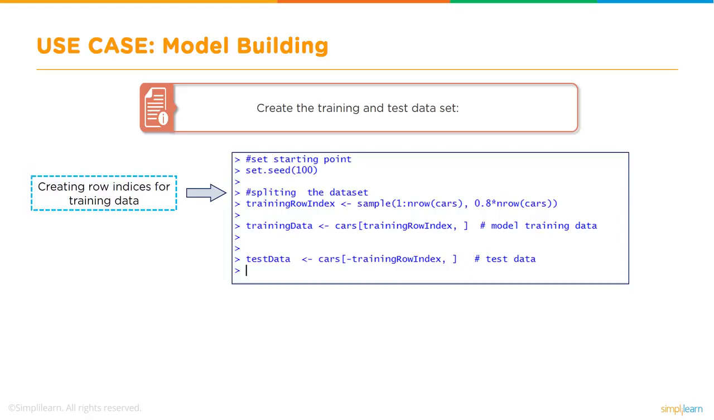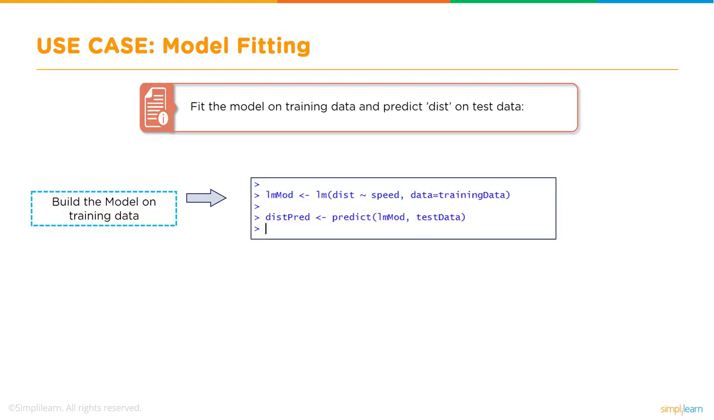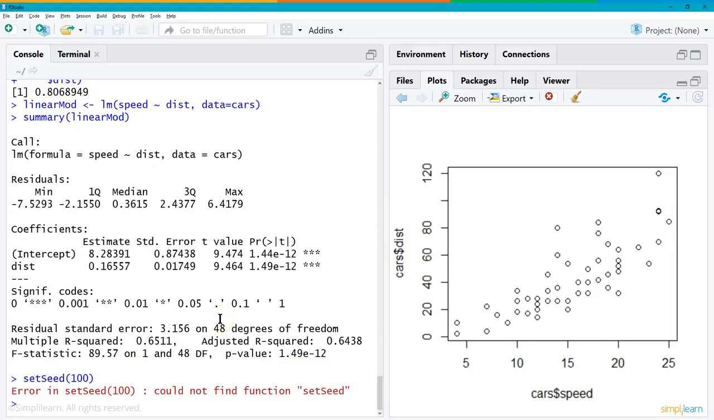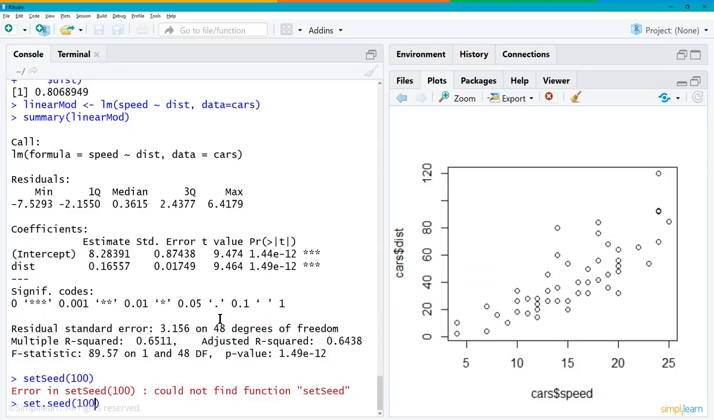And just like working with data in any package, we're going to create indices for the training data, and we're going to model the training data, and then we're also going to do the test data and build our model on the training data. And let's walk through that and see what that looks like in R. And I'd actually mistyped that one. Let's type in set.seed to set our seed to 100.